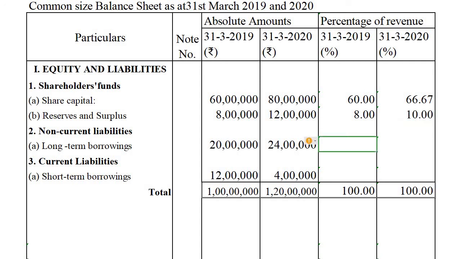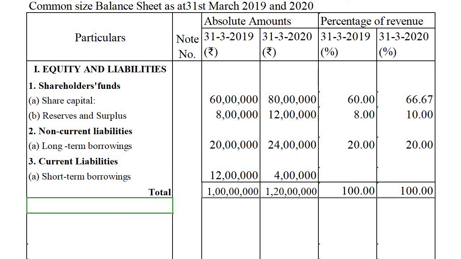Then for the long term borrowings we will write 20% and again 20%, because in the first year it is 20 lakh divided by 1 crore, and proportionately here 24 lakh divided by 1 crore 20 lakh. Okay, so the liability side is over. Now let us see the asset side. We can write the first heading, point 1 equity and liabilities, point 2 assets.